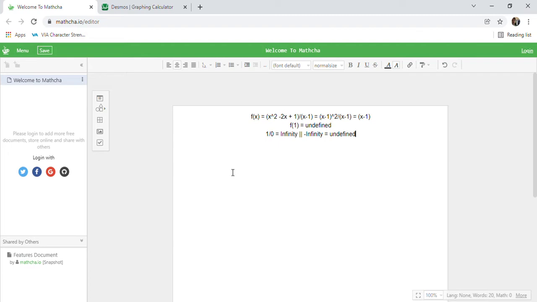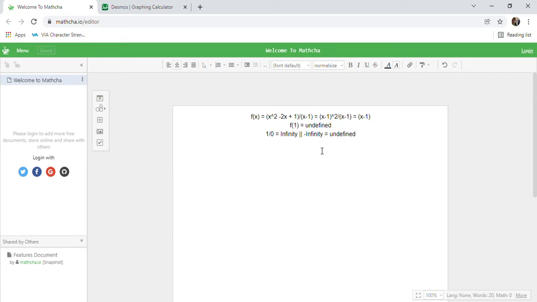As far as I know, it's not really a rational expression. I mean, it is rational because you have this ratio, but not rational in the sense of it making sense. It doesn't really make sense. So, anyways, we say that f of 1 is undefined.